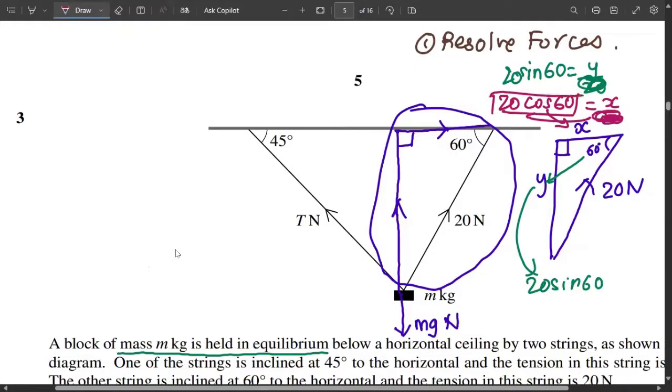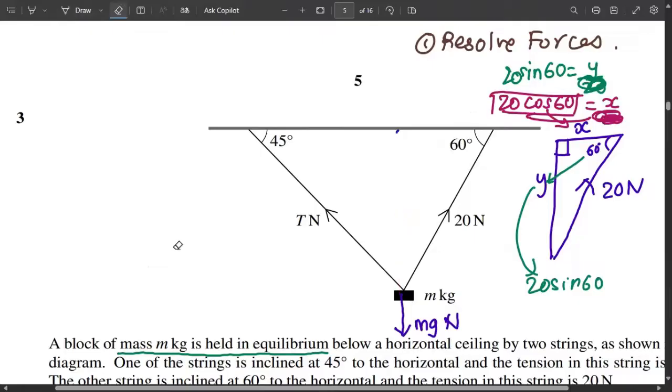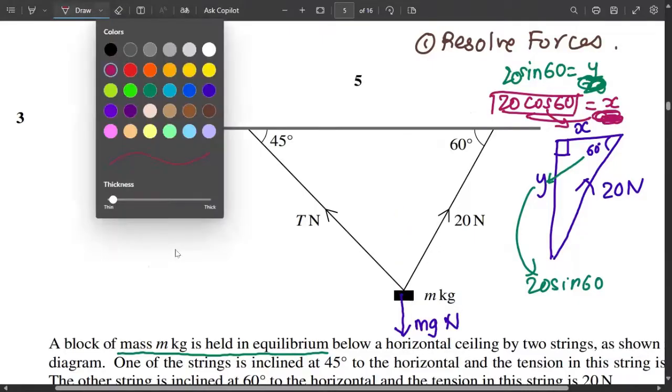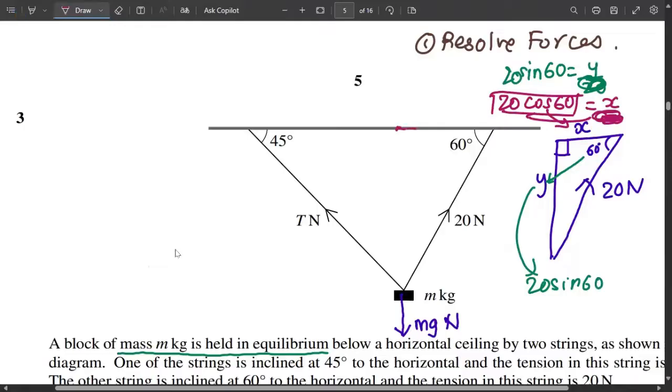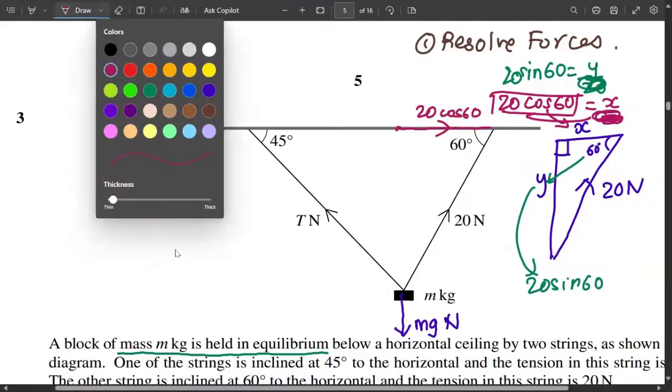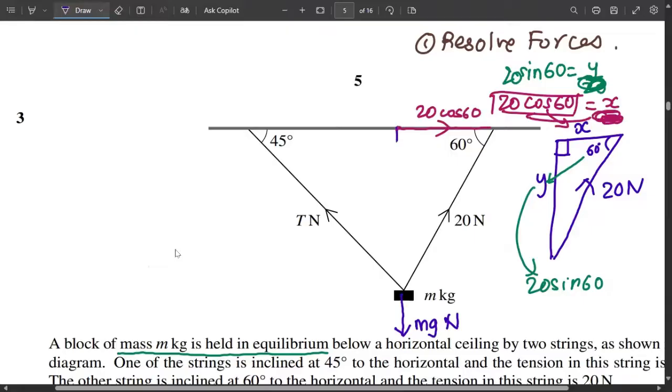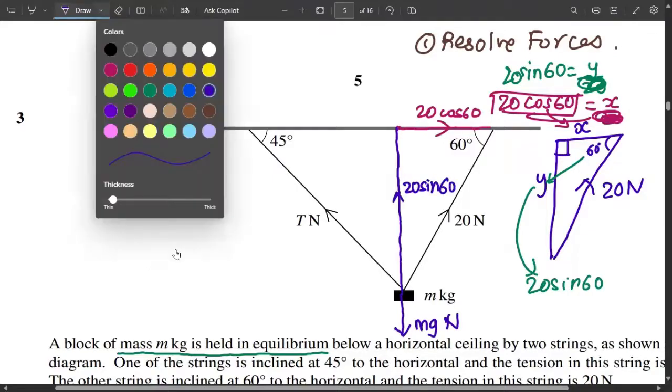And now that we are done with this, let me mention it here. Let me erase everything. This will be 20 cos 60. And with the purple pen, this upward acting force will be 20 sine 60. Now let's go with this diagram.